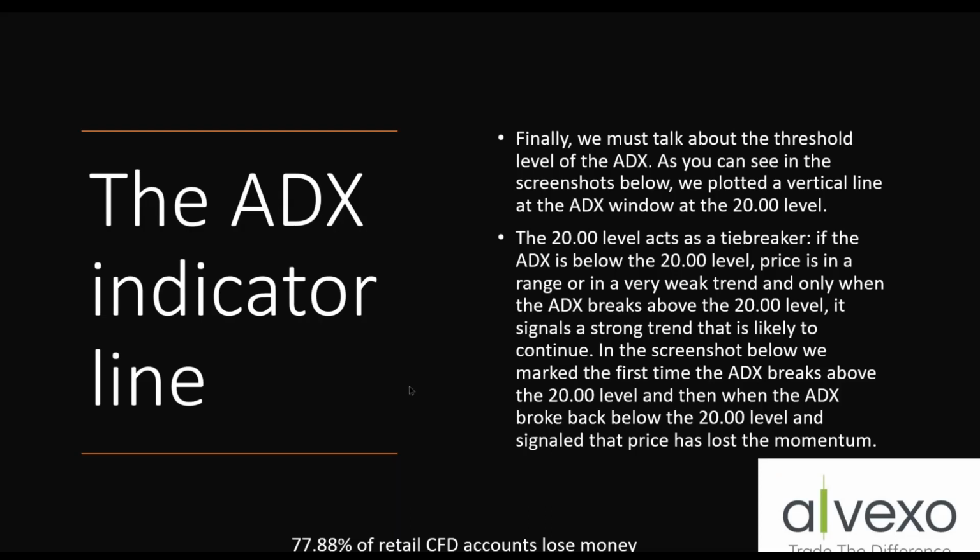So the 20 level acts as a tiebreaker. If the ADX is below the 20 level, price is in a range or in a very weak trend, and only when ADX breaks above the 20 level does it signal a strong trend that is likely to continue. So in the screenshot, we mark the first time that the ADX breaks above the 20 level, and then when the ADX broke back below the 20 level and signaled that price had lost momentum.